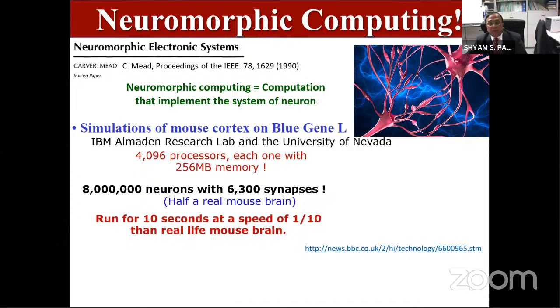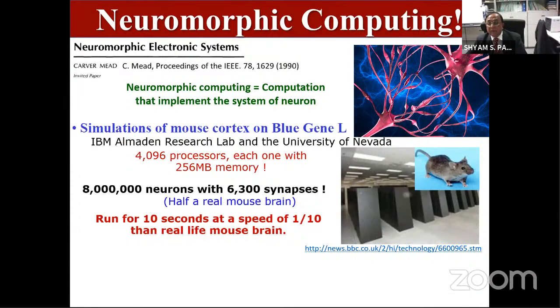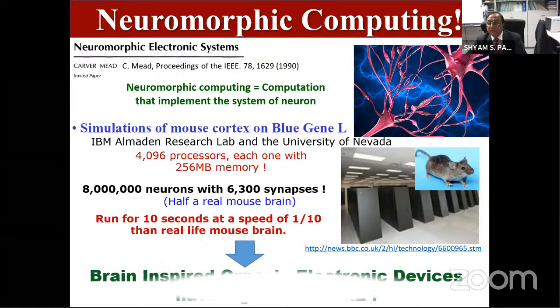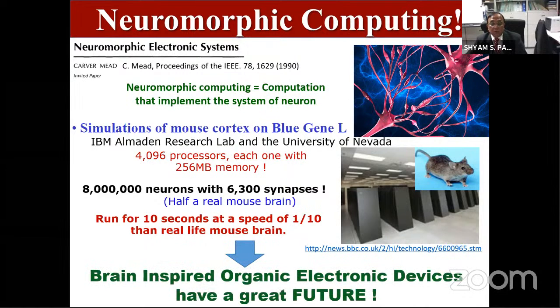Computer run only for 10 seconds with a speed of 1/10 of the real mouse brain. Means the supercomputer is even slower in decision making and efficiency as compared to even a rat. Forget about human beings. So brain-inspired organic electronic devices have a great future.